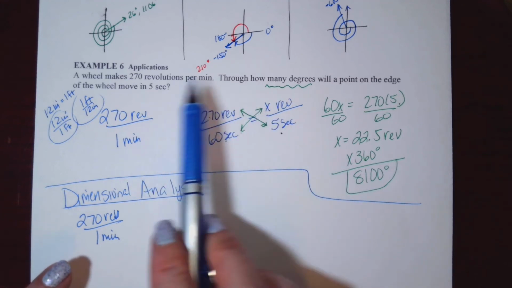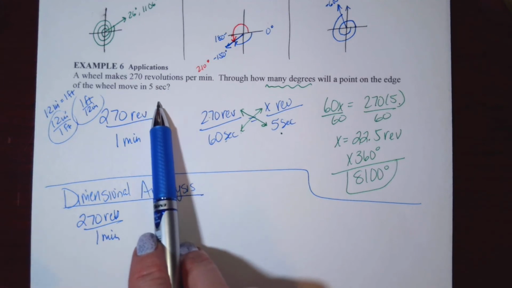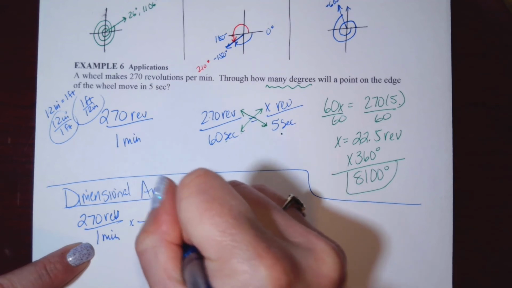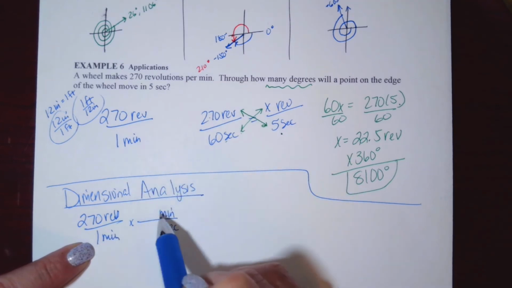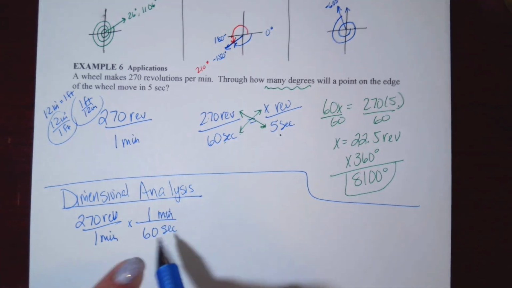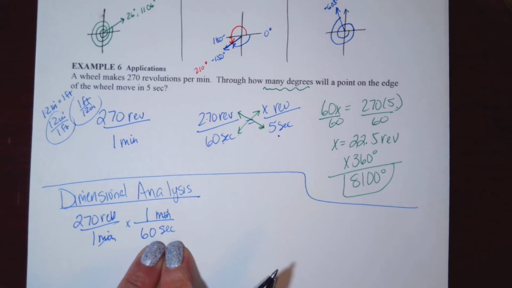Now, I need to go from minutes to seconds because I need 5 seconds, right? So I'm going to say, okay, I need to move away from minutes into seconds. I want my minutes to cancel. And I know that 1 minute is the same thing as 60 seconds. So now my minutes have canceled out and I'm in seconds. That's good. That's what I needed to be in.